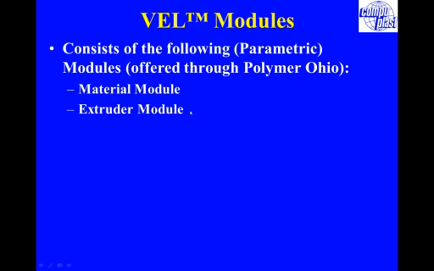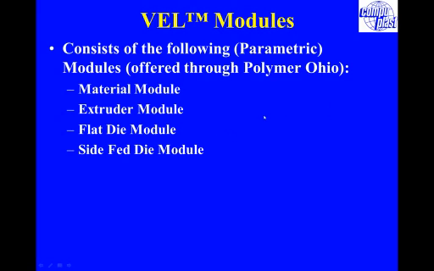The extruder module for single screw extrusion simulation, screw design and optimization. The flat die module for simulating flat or cast film dies, including feed block type co-extrusion dies. The side fed die module, which is for crossheads type dies for annular coating or cable and so forth. Spiral die module, which is a spiral mandrel distributor, typically used for the blown film process, but also found success in pipe tubing and even blow molding.